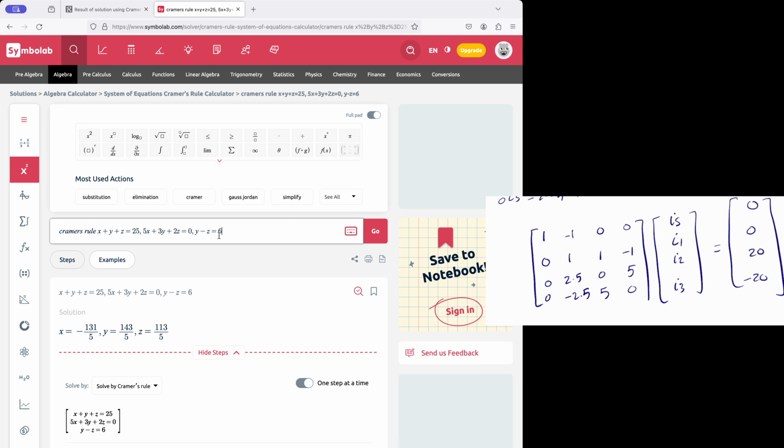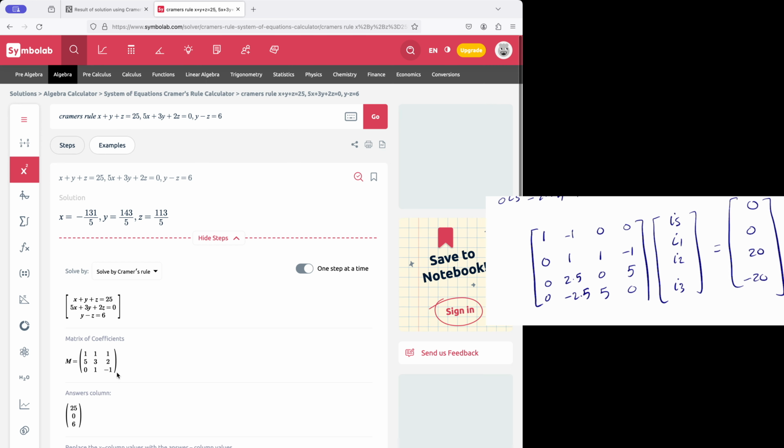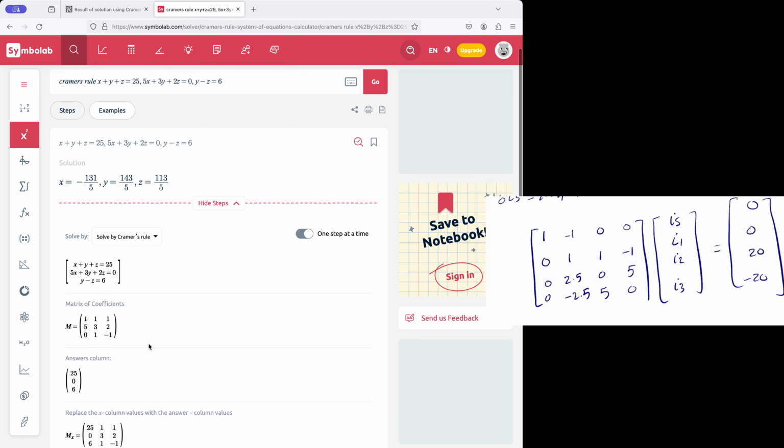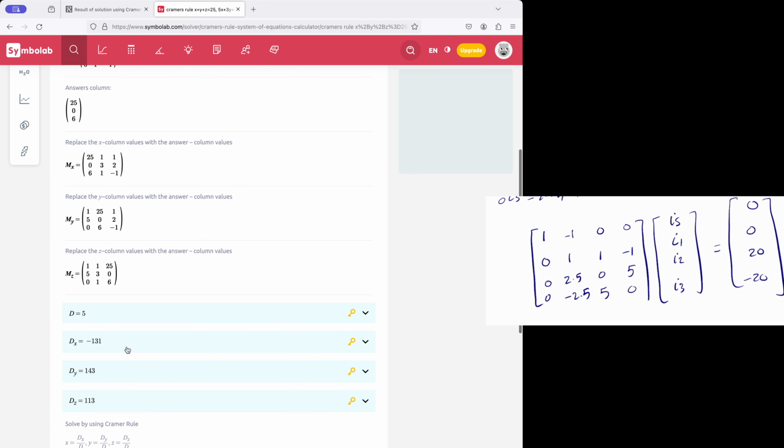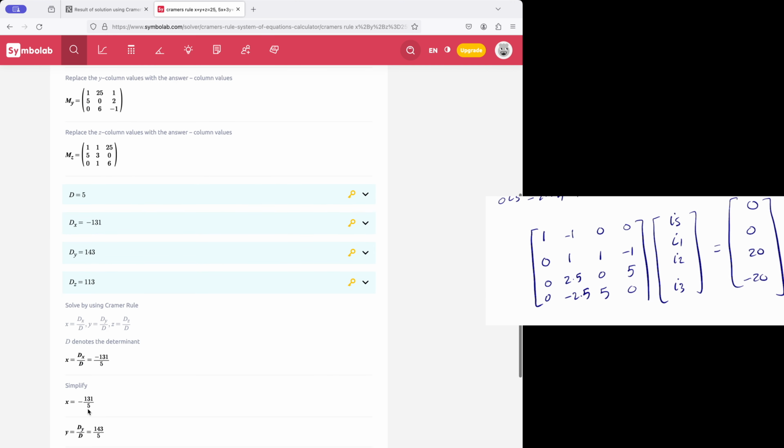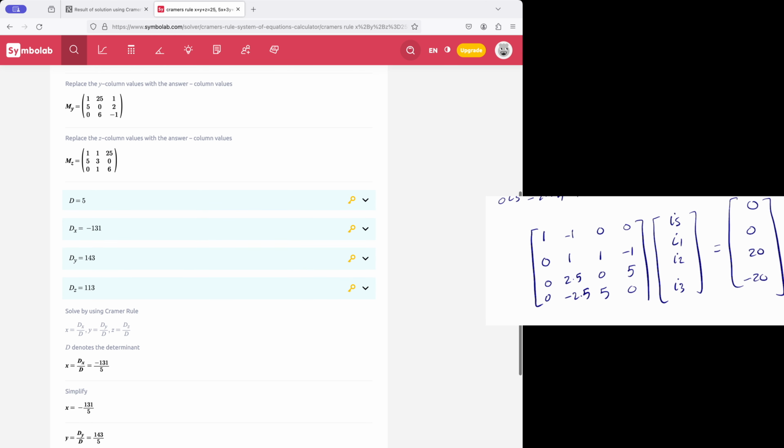So for example, this is an example that was given to me when I looked for Cramer's rule in Symbolab. You just click go. It explains how Cramer's rule works, and it gives you all the determinants and tells you what you need. If you need X, it's dx divided by D. If you need y, it's dy divided by D, and then it gives you all the solutions in here.